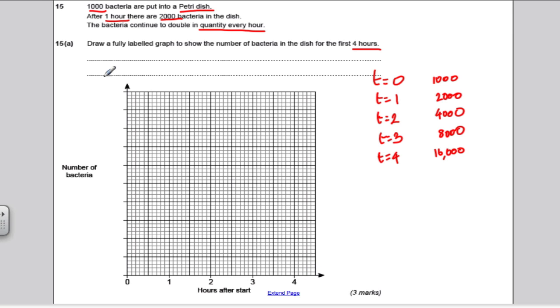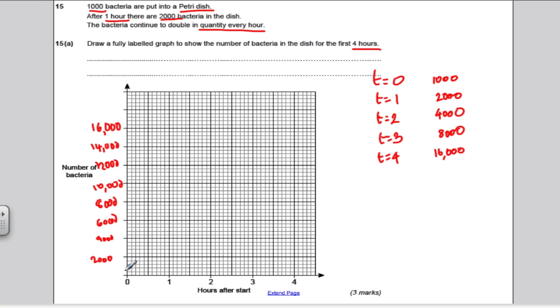We've got to have a graph that goes up to 16,000. We've got 1, 2, 3, 4, 5, 6, 7, 8 squares. So make each one 2,000. So that's 2,000, 4,000, 6,000, 8,000, 10,000, 12,000, 14,000, and 16,000. Okay, and then we just plot the points.